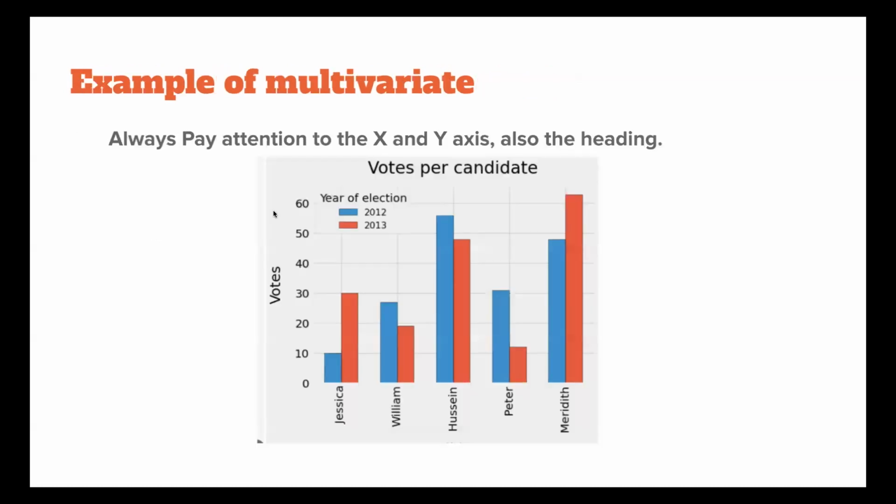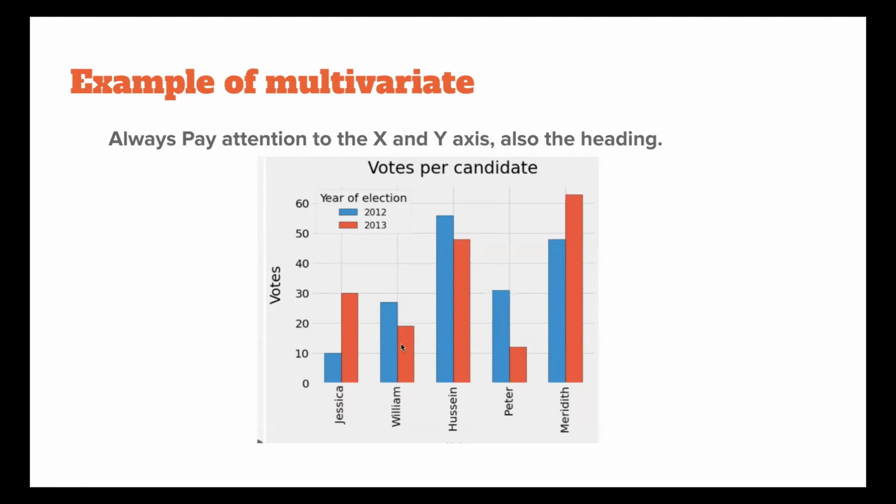So this is an example. Like I said, always pay attention to the X and Y axis. Let me tell you the three variables that are here. One variable is a numerical variable showing the number of votes. Another variable is a categorical variable showing the year of election. And the other variable is showing the people that voted, so this is a categorical variable. So this is three variables. This makes sense, right?